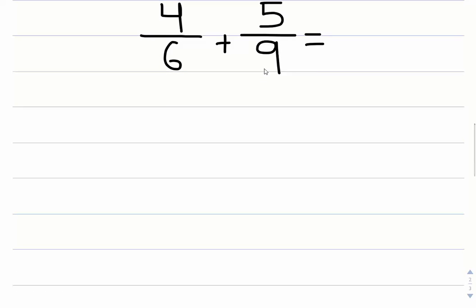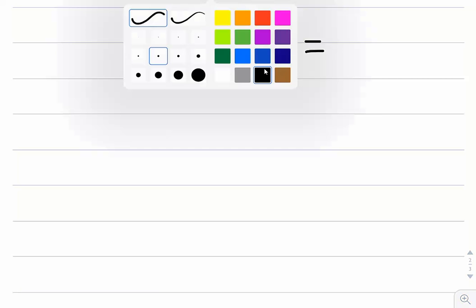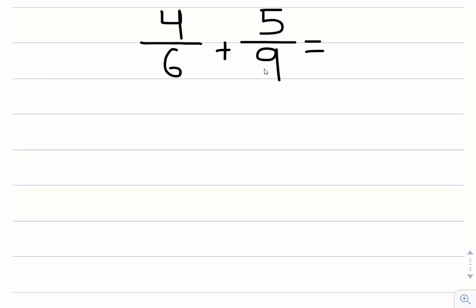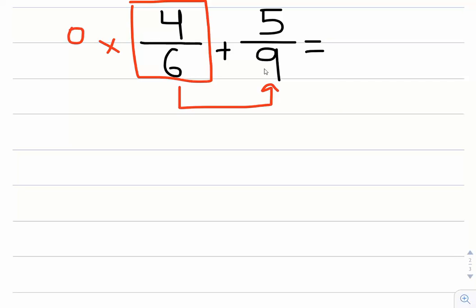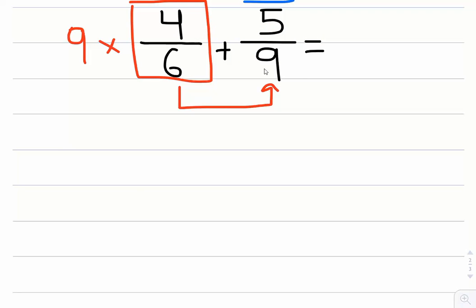The same problem we had previously, 4 over 6 plus 5 over 9. The way we would do this method is by taking this entire fraction and multiplying it by 9, which is the opposite denominator. And I would also take this entire fraction and multiply this by 6, which is the opposite denominator.